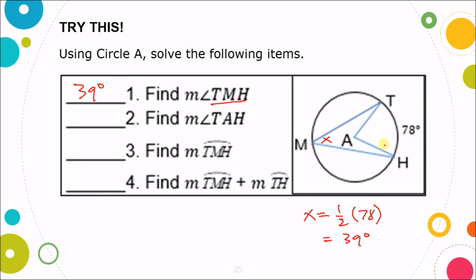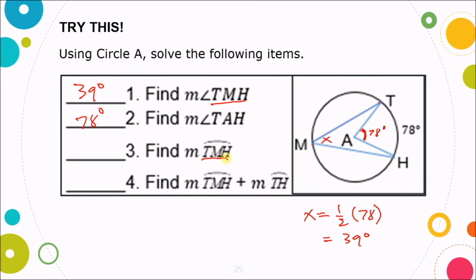Okay? Madali lang, ano? How about angle TAH? How do you call this one again? That's correct. That's a central angle. Ano bang sabi natin sa property ng central angle? It is always equal to the measure of its intercepted arc. So meaning, if this is 78, this is also 78. So therefore, this is 78 degrees.